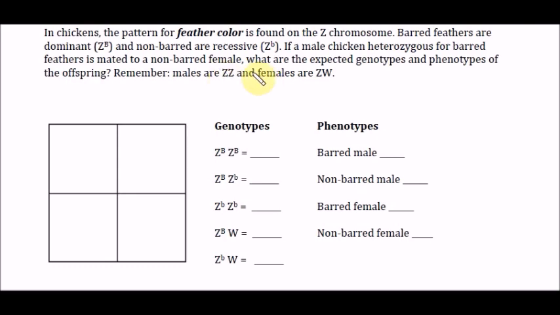So what we have to do is keep this in mind that everything is now on the Z chromosome and there won't be anything on the W. And if we look at that, we can see that in our problem we're given a Z capital B, a Z lowercase b, but doesn't say anything about the W. So think of that just like the Y.